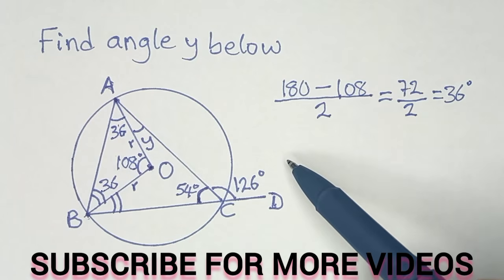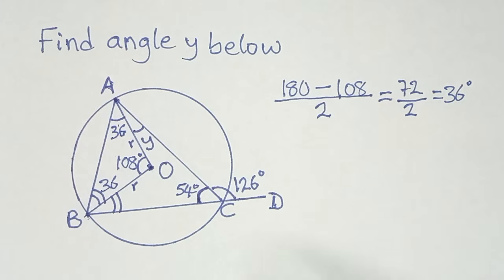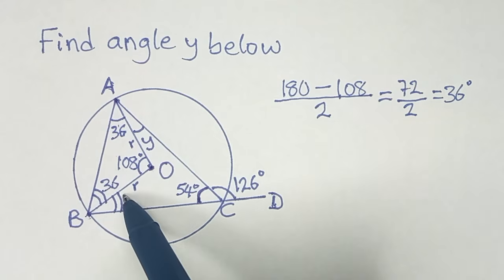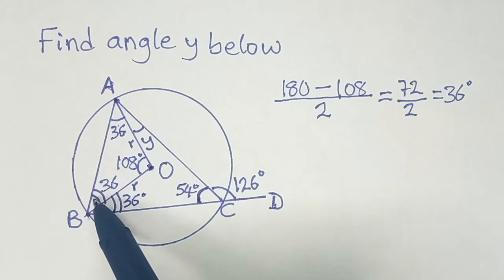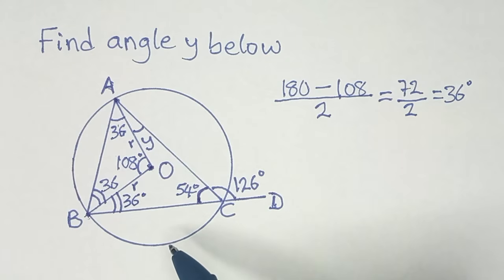Now, this double mark is not there for fancy. It has a reason why it is there. This double mark here and here shows that these two angles are equal. So if this is 36, that means this angle is also 36 degrees because they are equal. So this is 36 degrees.